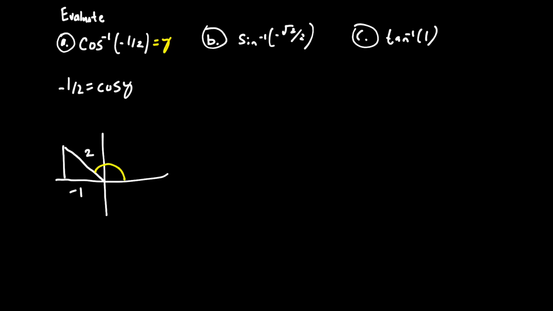Where this is our angle y, and this is our reference angle y bar. Y bar, in this case, is equal to pi divided by 3. Since this is a 30, 60, 90 triangle, and the length of the opposite side is the square root of 3, this implies that the angle y is going to be 2/3 pi.